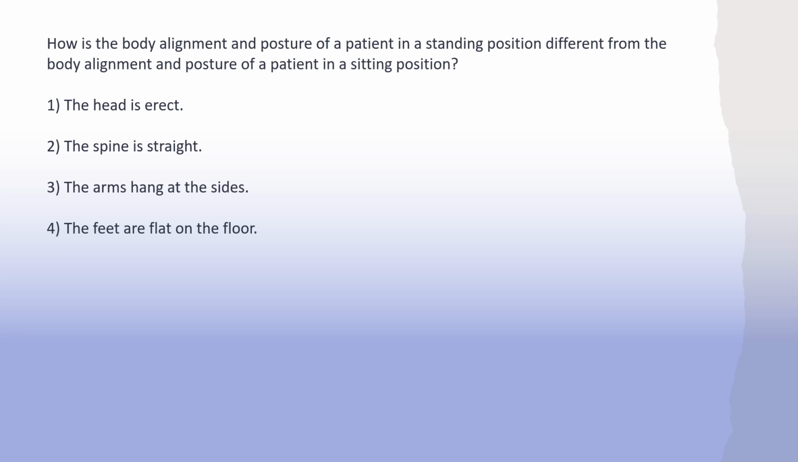How is the body alignment and posture of a patient in a standing position different from the body alignment and posture of a patient in a sitting position? 1. The head is erect. 2. The spine is straight. 3. The arms hang at the sides. 4. The feet are flat on the floor.